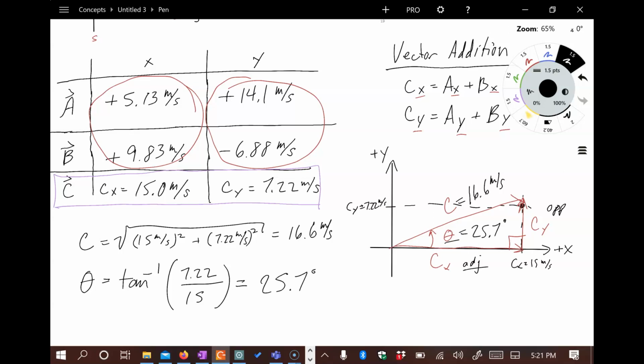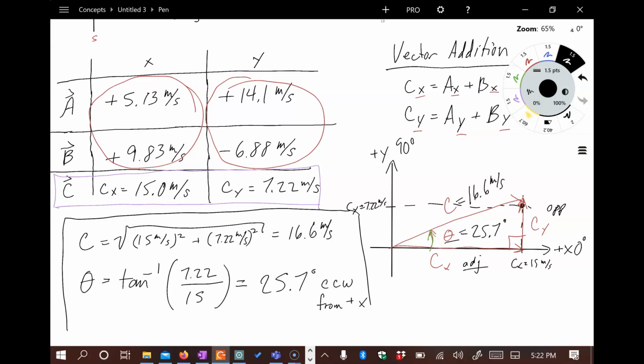And if we think about that, we are already starting at 0 degrees. Here's 90 degrees, and when we start from 0 and go counterclockwise, we get to that point. So this is already counterclockwise from plus x. So we've just figured out the magnitude and the angle of vector C.